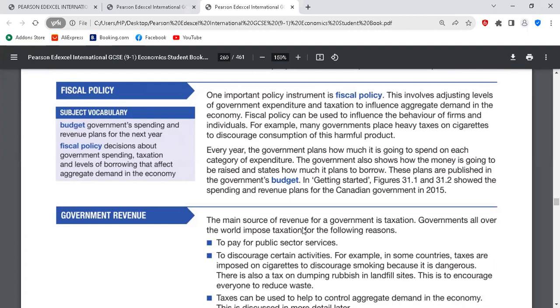Every year, the government plans how much it is going to spend on each category of expenditure. The government also chooses how the money is going to be raised and states how much it plans to borrow. These are financial plans. We call them budgets. So government always has a budget, which states its expected revenue and expected expenditure. So, do you know what fiscal policy is about? It's the use of government spending, which is subsidy, or taxes, to correct or to achieve macroeconomic objectives.